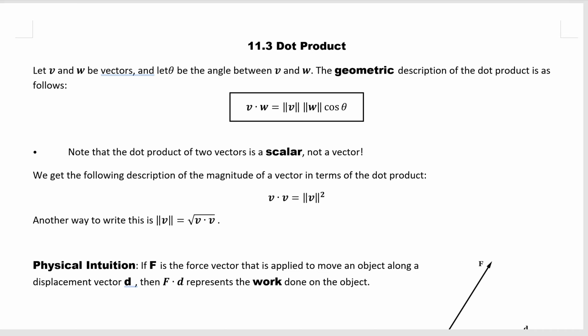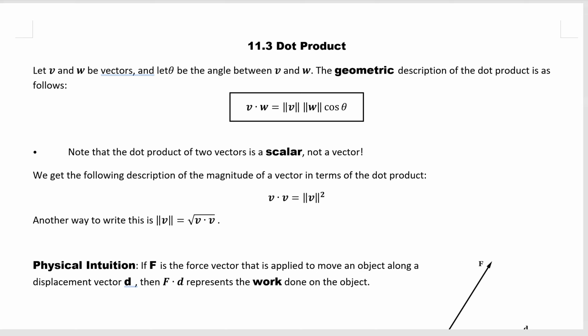So V dot V equals the length of V squared. Another way to write the length is that it is defined to be the square root of V dot V. And actually, this is the general definition of the magnitude of a vector in a vector space. Okay, so for example, R3 is just one example of a vector space. There could be other vector spaces, and in general, we can use dot products to define the length of the vector.